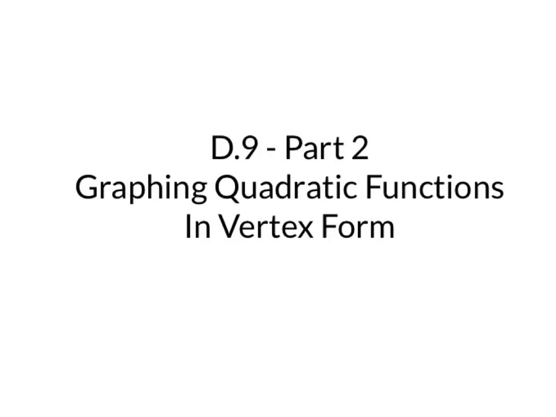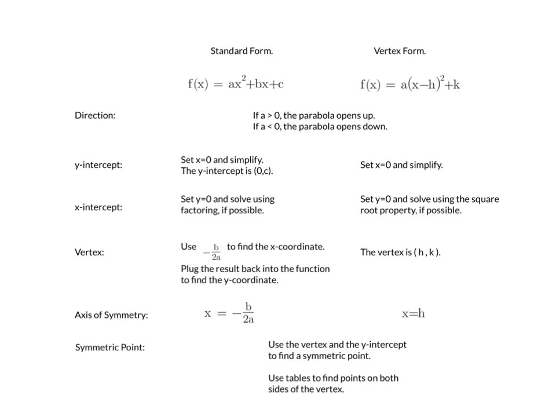Okay, this is going to be the second part of graphing quadratic equations or functions in vertex form. In this presentation, what we're going to focus on is the vertex. We're going to see what these values h and k look like and what it does to our graphs. So I'm not going to go over this again because this is stuff that we went over in the last presentation, the differences between standard form and vertex form.